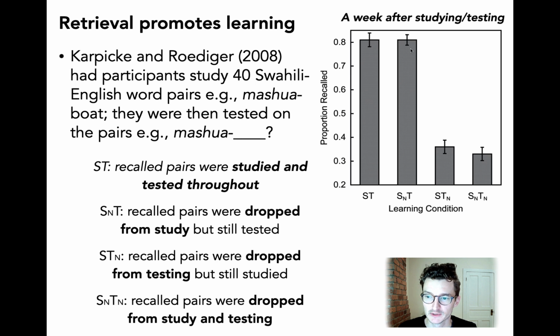The third group, and this is where things get surprising, is the group that, once they learned a word pair, weren't tested on it anymore, but continued to passively study it. This is the group that just uses the flashcards and reviews the material. A week later, their memory for that material was down below 40%. In fact, their memory was the same as the group that, once they learned something, stopped studying and stopped testing themselves on that material completely.